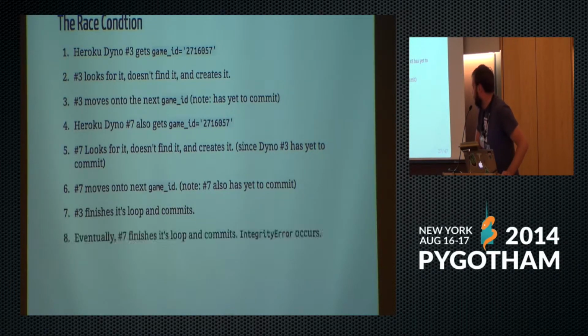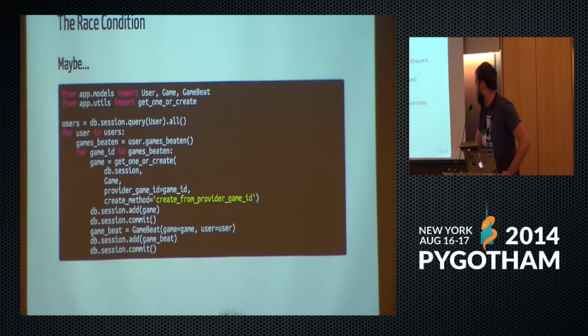Number 3 finishes the loop and commits. Eventually, number 7 finishes the loop and commits, and the integrity error occurs. So here's the race condition.